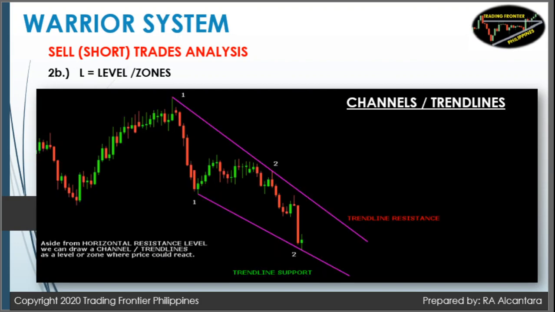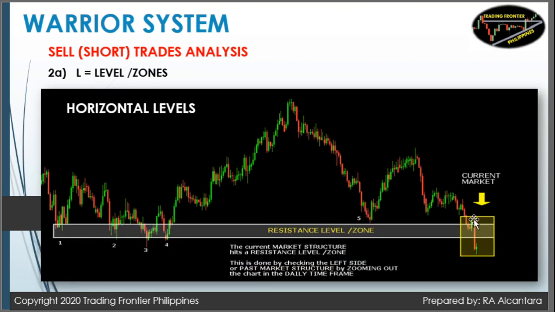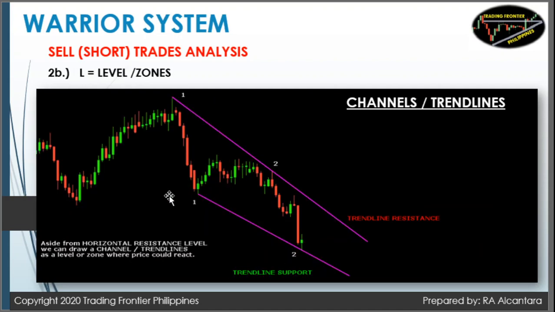Now, zooming in on this structure, we apply our key levels or zones through channels and trend lines. How are trend lines formed? By connecting two points. You cannot form a trend line with only a single point or a single wick movement. So aside from the horizontal resistance level, we can draw a channel or trend lines as a level or zone where price could react. Alright, so this is a bearish trend line.